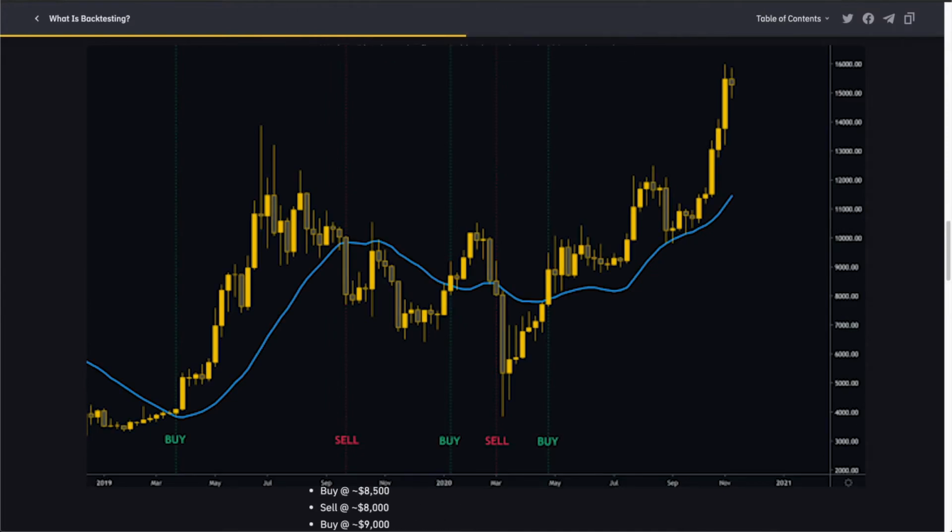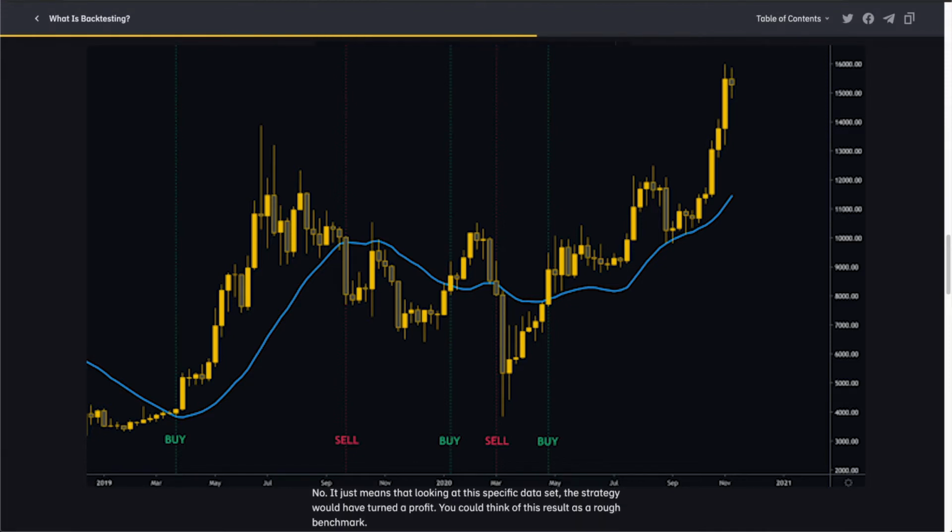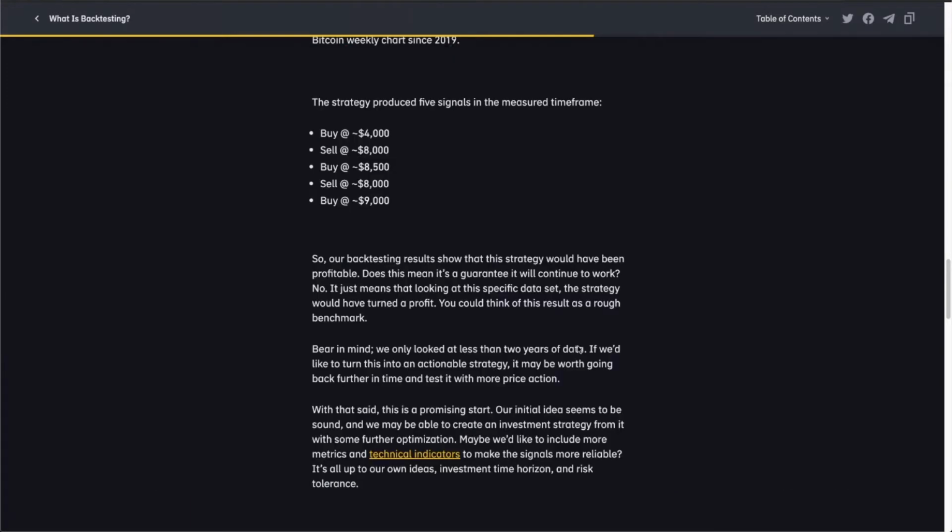Okay, so we see the chart here. This is the weekly chart since 2019. The strategy produced 5 signals in the measured time frame: a buy at 4K, a sell at 8K, a buy at 8.5K, another sell at 8K, a buy at $9,000. So our backtesting results show that this strategy would have been profitable. Now, does this mean it's a guarantee it will continue to work? Absolutely not. It just means that looking at this specific data set, the strategy would have turned a profit.